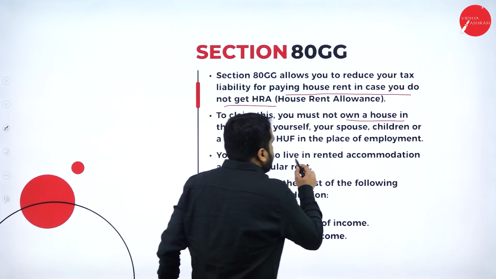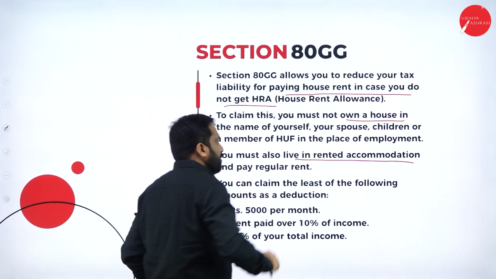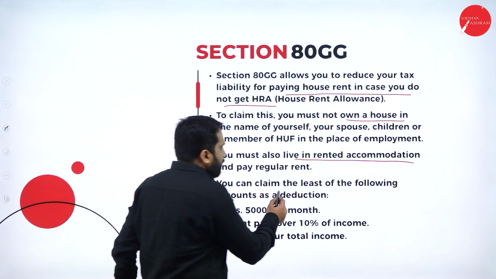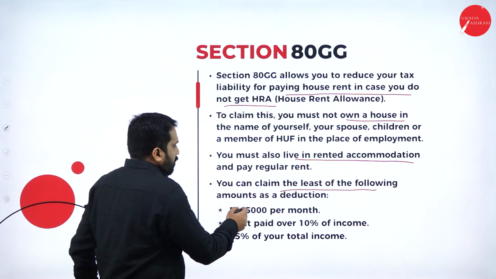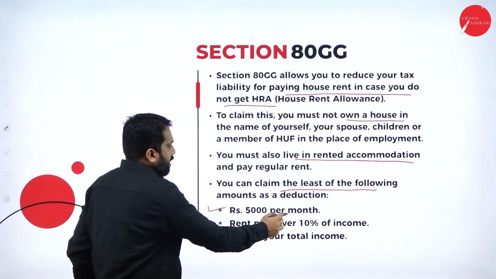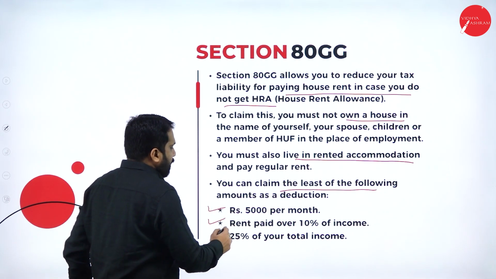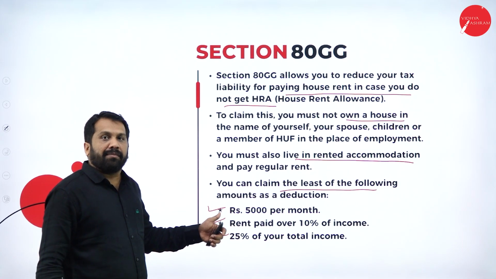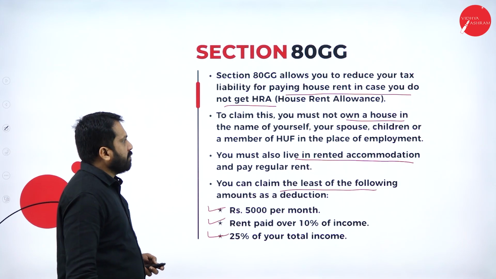Now, as per this, you must also live in rented accommodation. Second one, you can claim the least of the following: rupees 5,000 per month, rent paid over 10% of your income, or 25% of your total income. Whichever is least can be claimed as deduction under rent.